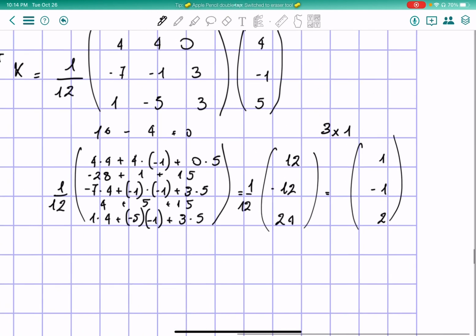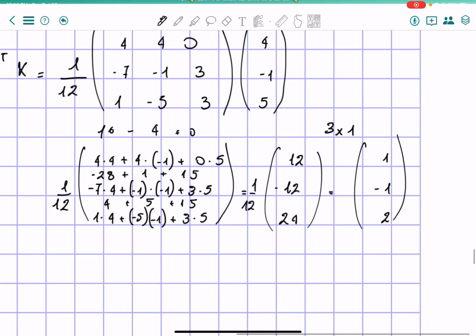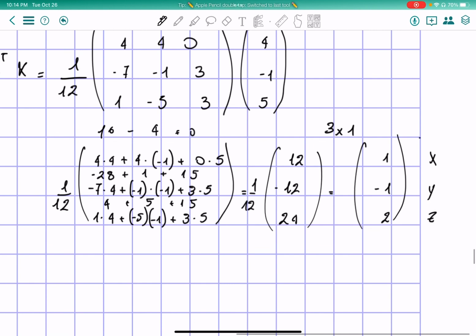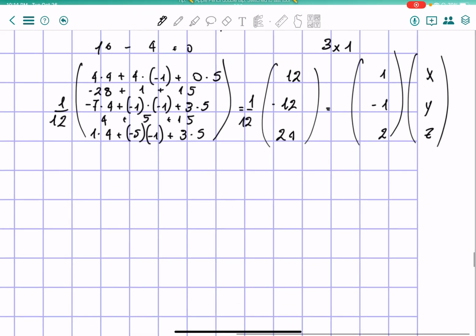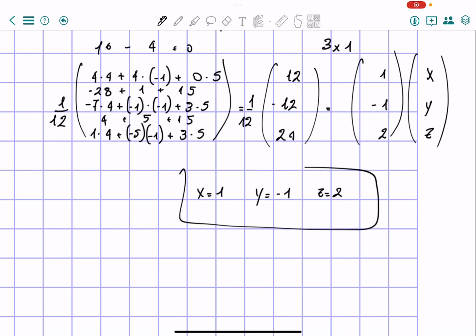And these are in sequence with x, y, and z. So x is going to be equal to 1, y is going to be equal to negative 1, and z is going to be equal to 2. And that is our final answer.